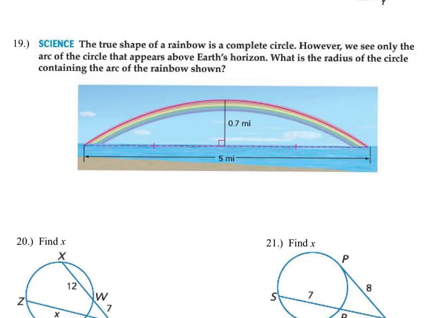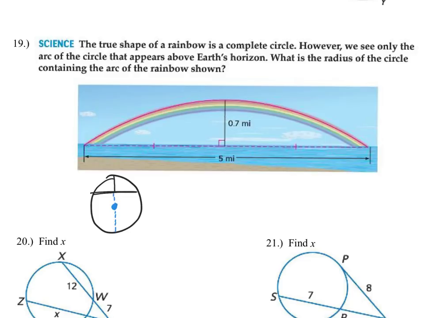So why don't we draw a smaller picture so we can see the whole picture. So here's the entire rainbow. Oops, what happened to my circle? Let me fix that. Here's the entire rainbow, okay? And then we're given this chord that measures 5 miles, and we're given part of a radius, okay? So what we're missing, I'm going to draw in a different color, the rest of the entire diameter. Here would be the center of the circle, okay? So what we're being asked to find is this radius.